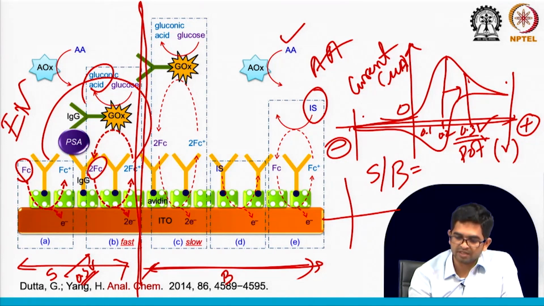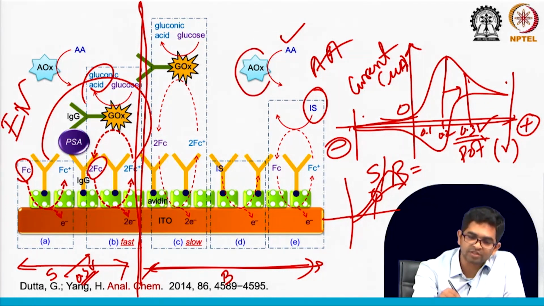So we have seen that ascorbic acid can easily oxidize. It will form a signal like this. At 0.3 volt, it can easily oxidize. So what happens? Then your background current will be very high. Then you have to eliminate it.